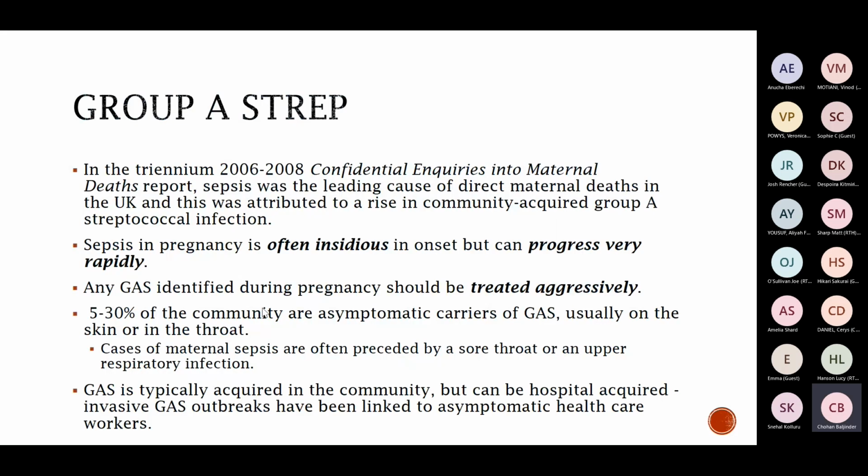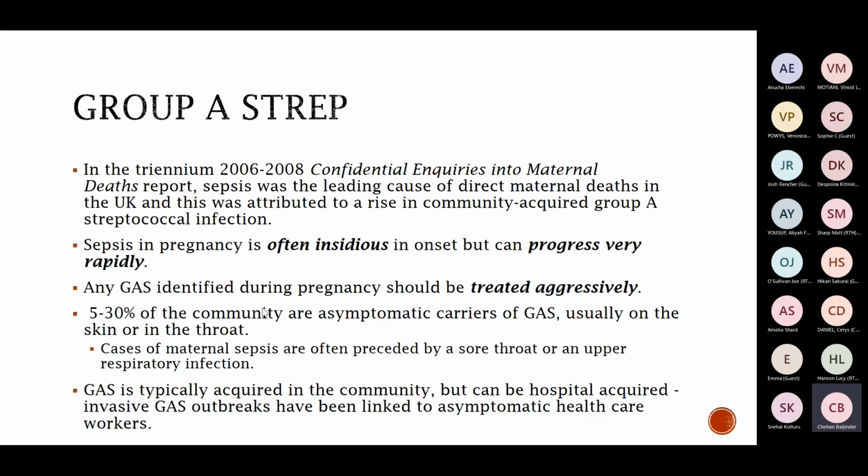So group A strep. Back in 2006 to 2008, it was the leading cause of direct maternal deaths. There was a surge basically of community-acquired group A strep. So it was a leading cause that was identified then. Measures were put in place, and it's definitely come down since then, but it seems to be making a bit of a resurgence. It's often insidious, but it can progress very rapidly. Someone can go downhill literally within hours. So you must make sure it's treated aggressively.